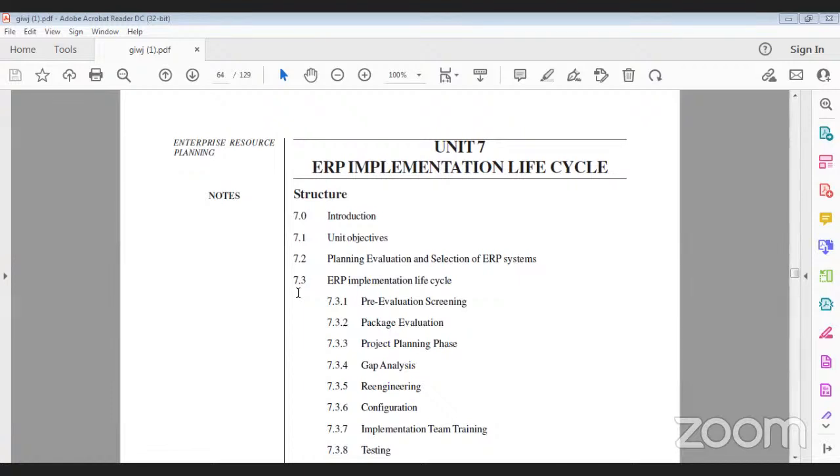Hello friends, today we are going to discuss unit number 7. Here we are going to discuss the planning and evaluation of an ERP system.